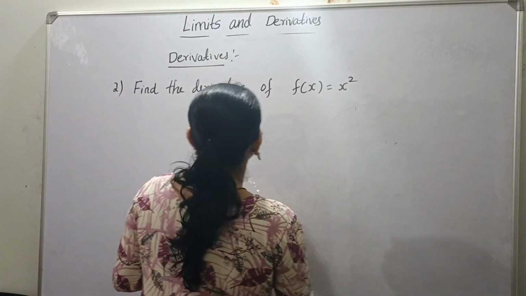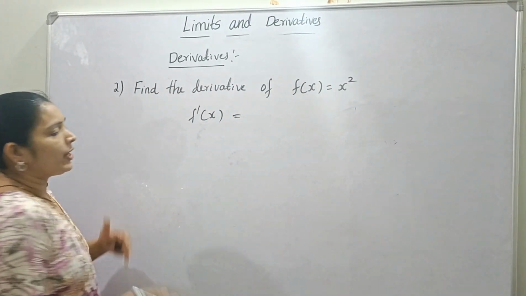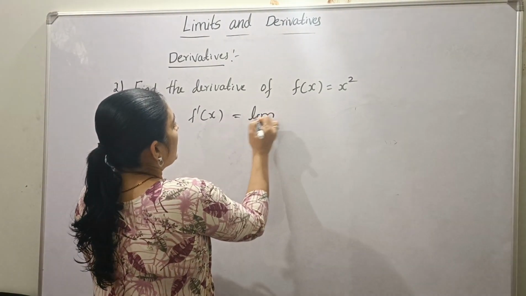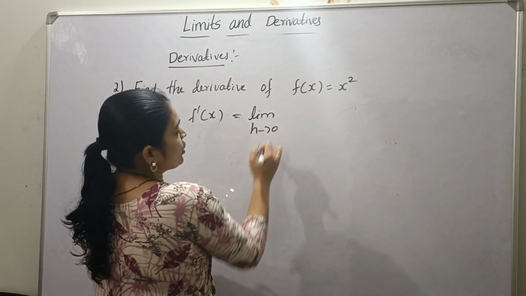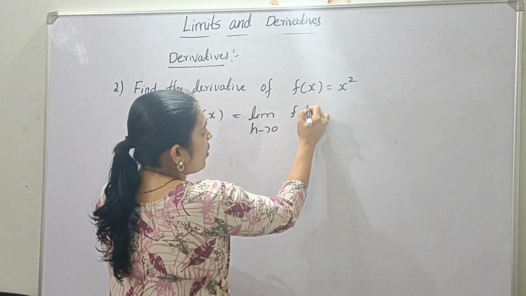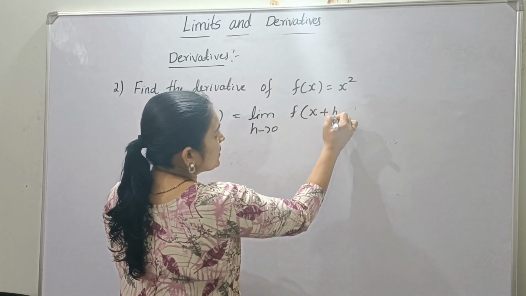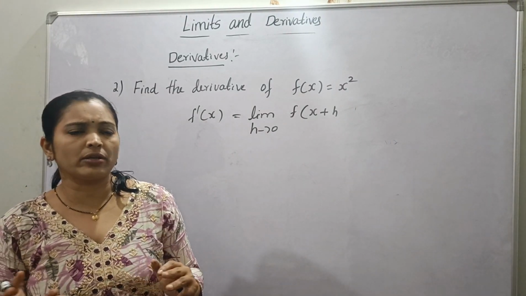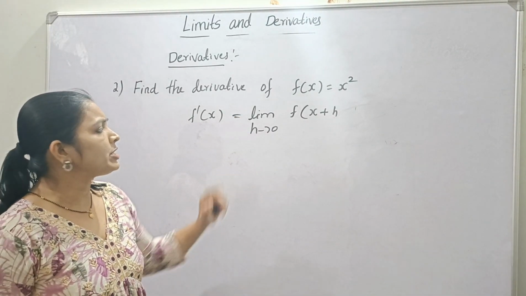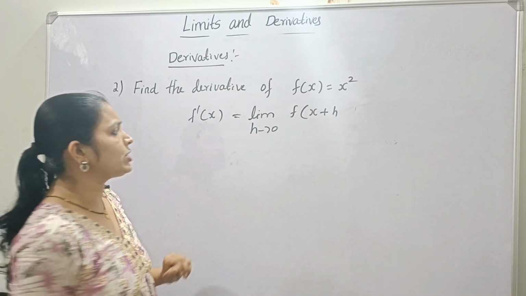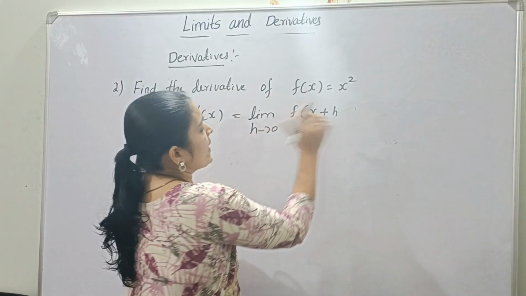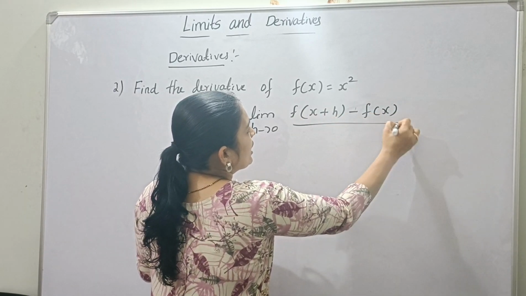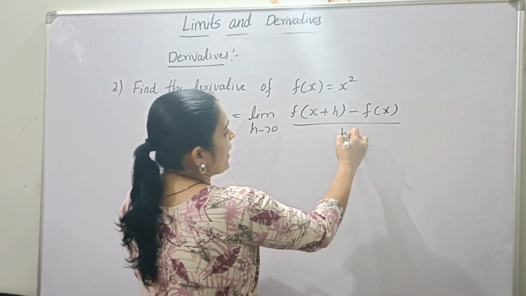Okay, now we will find f dash of x using our definition, that is limit h tends to 0, f of x plus h. Here I did not take delta x, you can write whatever. I have taken h, so that small quantity is h. f of x plus h minus f of x divided by h.